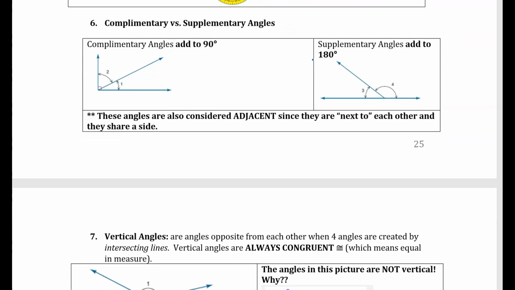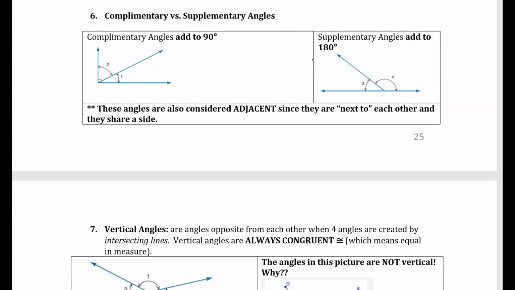So a couple other types of angles or properties of angles that are good to talk about. Complementary versus supplementary. Complementary angles are angles that together add up to 90 degrees, or visually they make a right angle. So the angles 1 and 2 in this picture, they're complementary angles. They're also considered adjacent since they're next to each other. They share a side. So angle 1 and angle 2 are adjacent complementary angles.